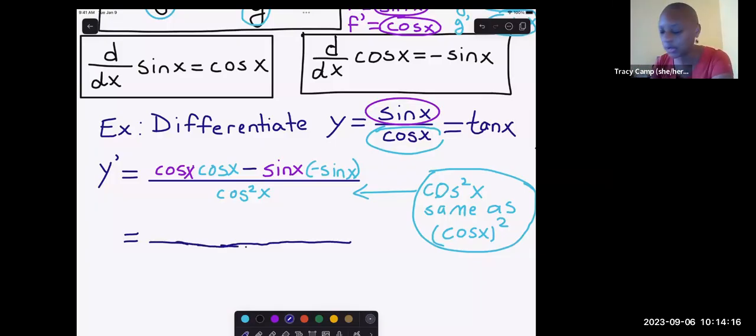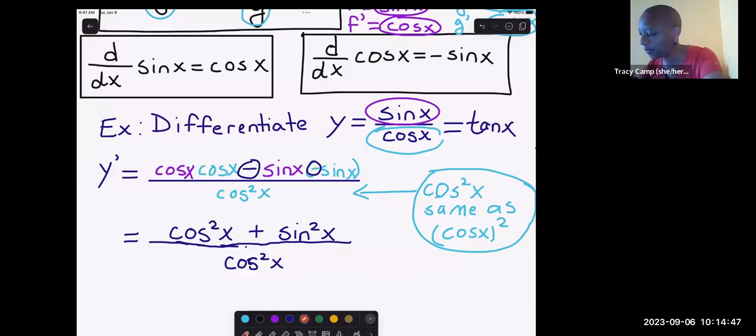So I know cosine of x times cosine of x, that's the same thing as cosine squared x. And then sine of x times sine of x is sine squared x. And notice we have a double negative. So we have a negative here and a negative here, which means I'll have cosine squared x plus sine squared x. And this is all over cosine squared x. And then you might remember from trigonometry, this identity, it's called the Pythagorean identity. Cosine squared x plus sine squared x is equal to 1.